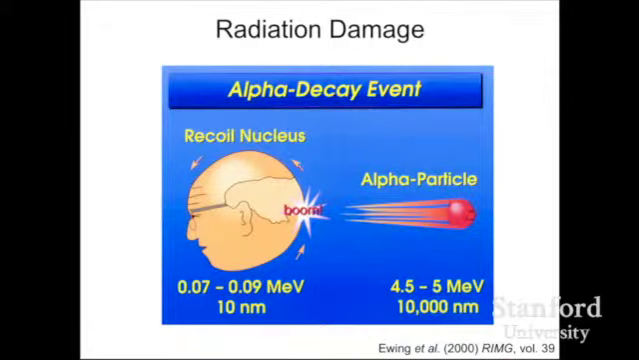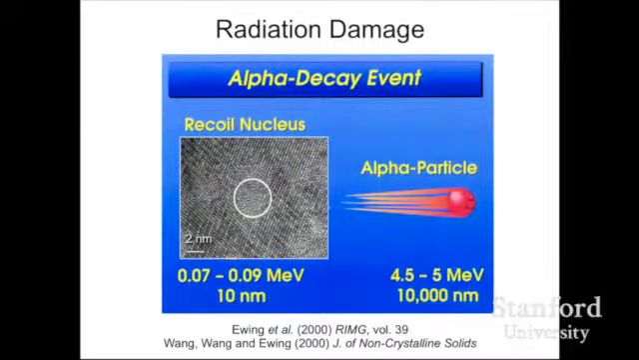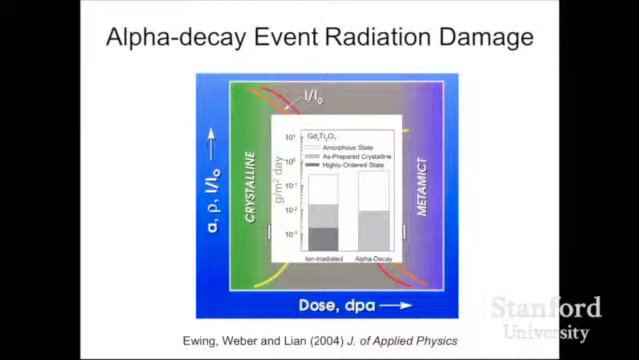And this recoil nucleus displaces thousands of atoms and destroys the structure, so that every time we have an alpha decay event, we'll have these areas of aperiodicity. It's circled here. Your eyes won't catch it so easily. In these crystalline materials, it's evidenced by the fringes.